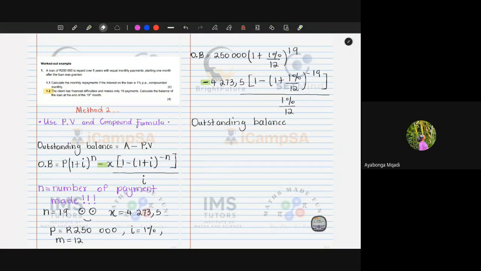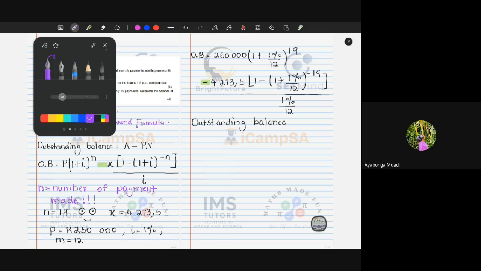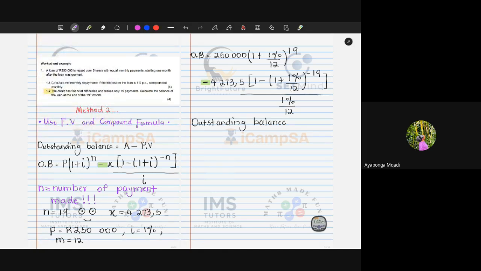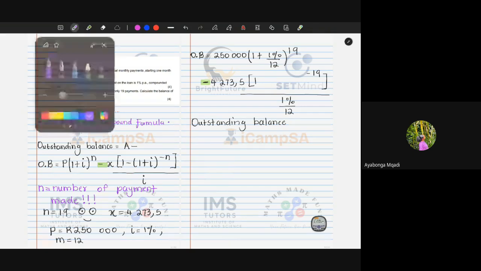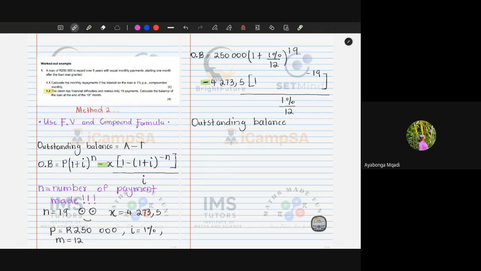So method 2, we shouldn't get a negative answer. I just remembered now. Method 2 doesn't use the present value, guys. It uses the future value. So I'm able to see because we are getting a negative answer. So let's quickly fix that. Here you should go on your paper and make sure that you guys have future value for method 2. The first one uses present value, method 2 uses future value.